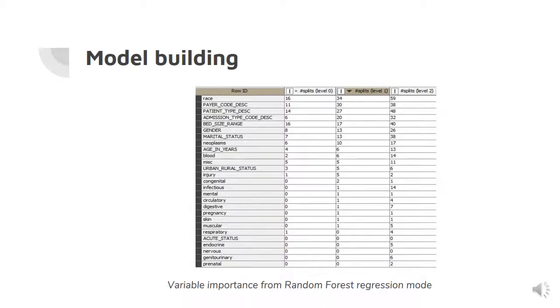As you can see in the table, the top 5 variables that were selected for initial splitting were race, pair code description, patient type description, admission type code, and bed size range. And one interesting thing is that age in years wasn't considered as an important variable for initial splittings. While this might not be a very precise estimation of variable importance, it still gives us important insights.